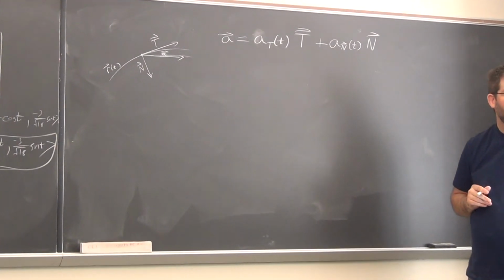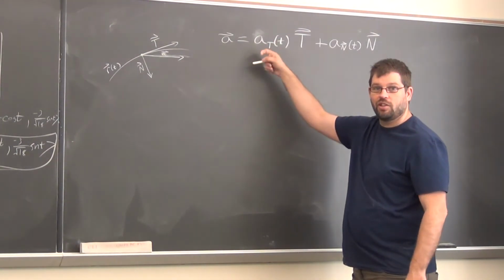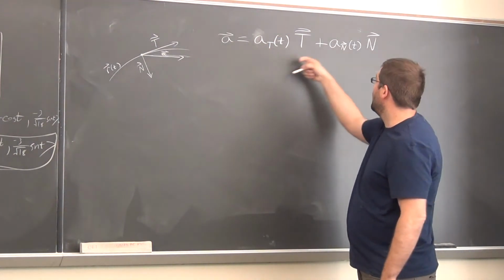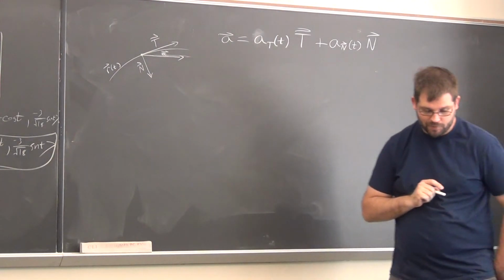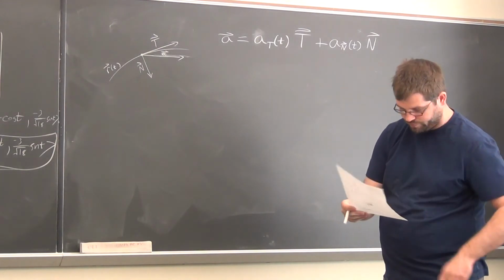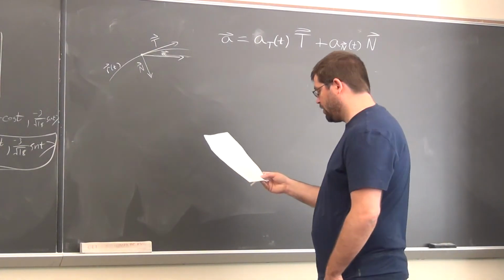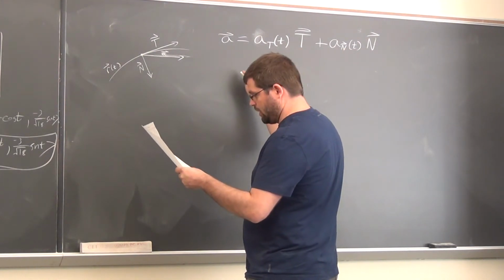Does that make sense? And so you talk about the tangential component of acceleration, which is a sub t, and the normal component of acceleration, which is a sub n. Does that make sense? I don't know, I think I'm not going to bother coming up with the formulas. They're not difficult to come up with, but I'm just going to give it to you.